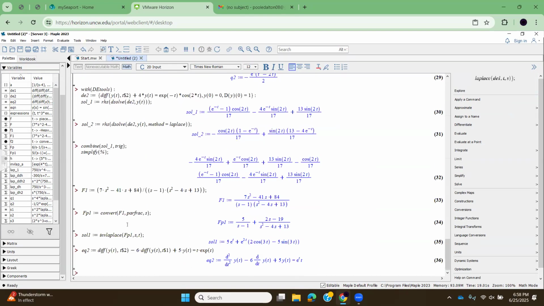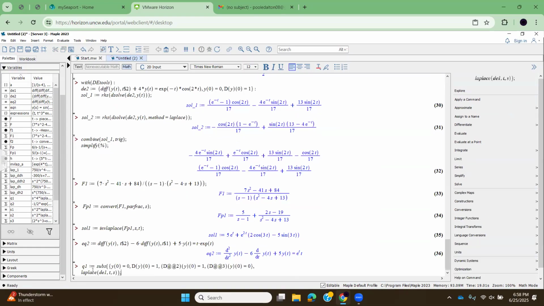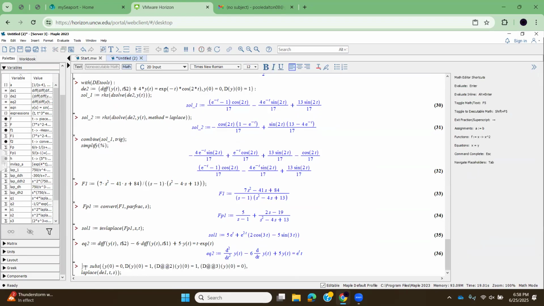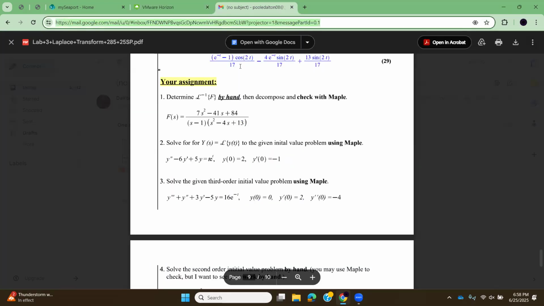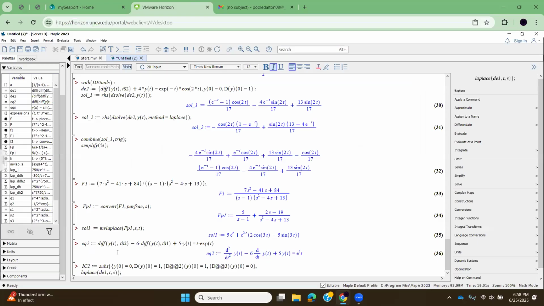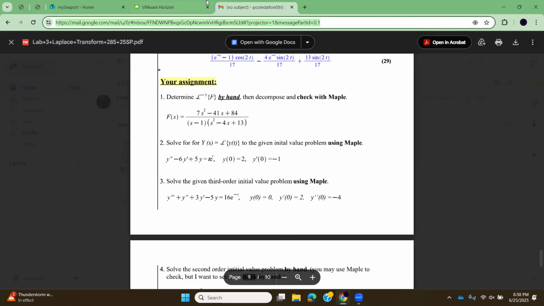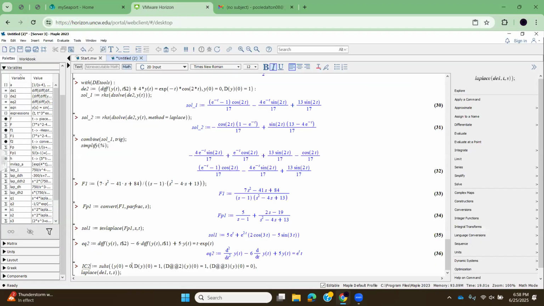So if I copy this, throw it down here, we can tweak it. So we'll call this, I guess, IC for initial conditions 2 for problem 2. And we need to substitute that y of 0 equals 2 and y prime of 0 equals negative 1. So y of 0 equals 2 and this one equals negative 1. We don't need any of the rest of it.